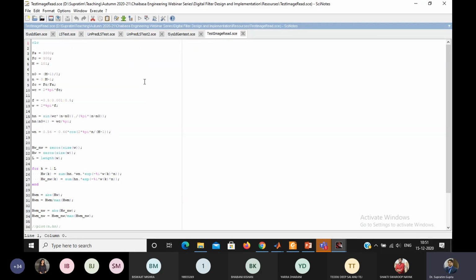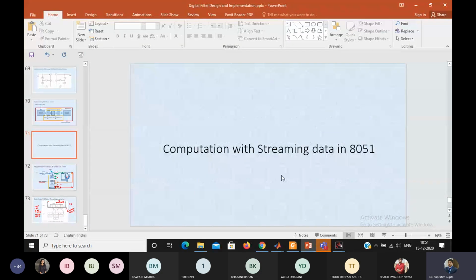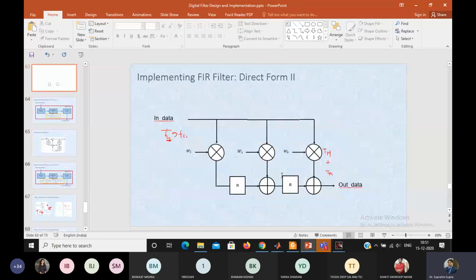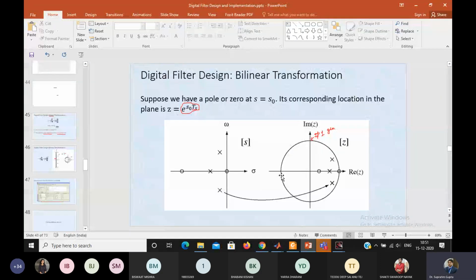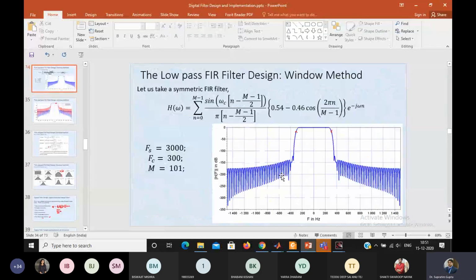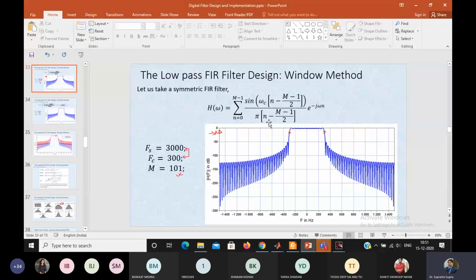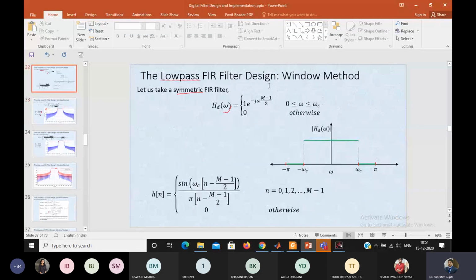This was a code written by me where fs is 3000, fc is 300, m is 101, and I have used this expression. So you have to do it using your pen and paper. This is the design with windows. So this expression, H(omega): how did I get this? I have placed some m, second order or so, I get the desired one, and then I have done the inverse Fourier transform to get this h(n).